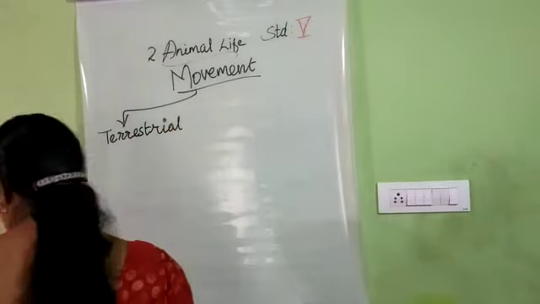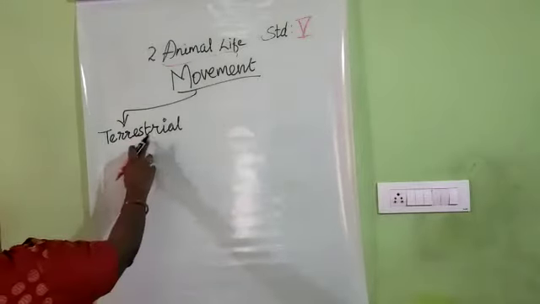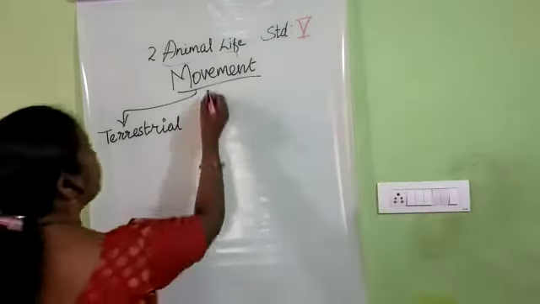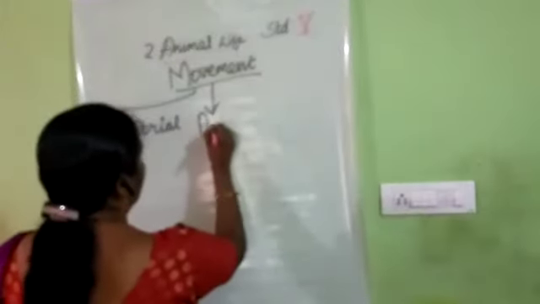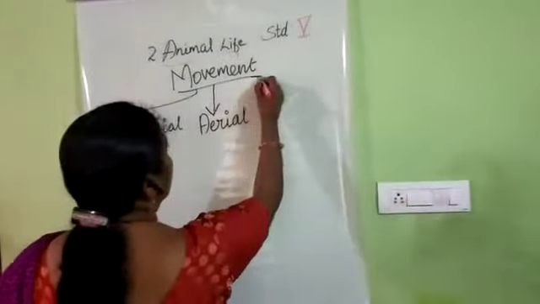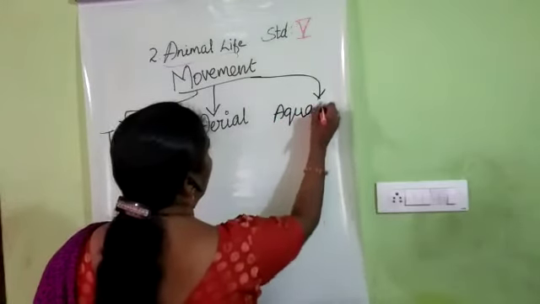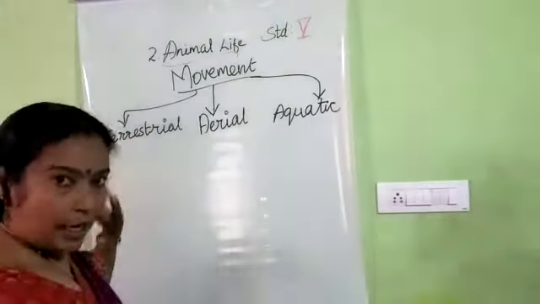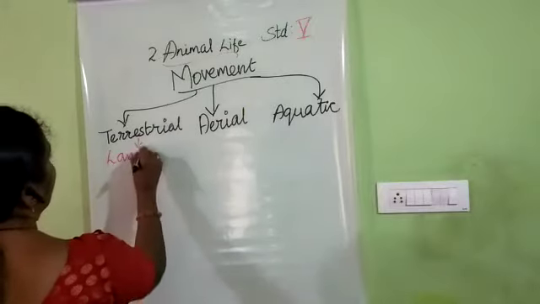Terrestrial, T-E-R-R-E-S-T-R-I-A-L, terrestrial animals. And next one, aerial animals, A-E-R-I-A-L, aerial animals. And the third one is aquatic animals, A-Q-U-A-T-I-C, aquatic animals. So terrestrial animals are nothing but land animals, the animals living on land.